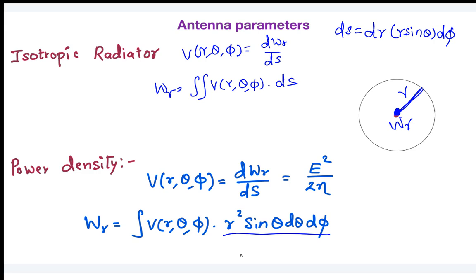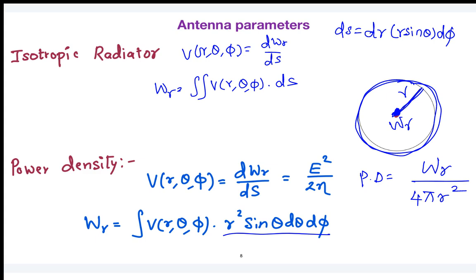Very good. So if we see the isotropic radiator, it covers the radiation in all the directions uniformly. So we can say the coverage is a sphere. The power density is defined as the total radiated power divided by the surface area. The surface area will be 4 pi r square.